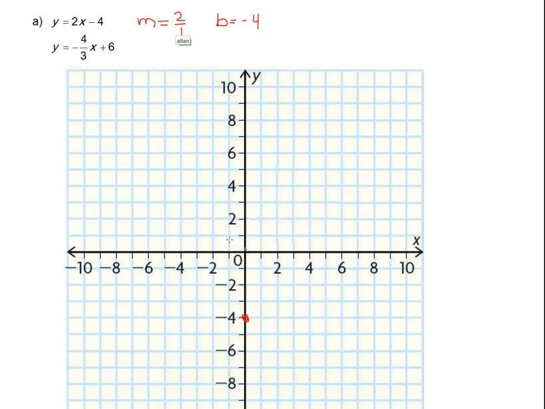And if the rise is 2 over 1, we go up 2 and to the right 1, and there's another point in the graph. Up 2 to the right 1, and there's another point. Up 2 to the right 1, and do it a few times so we can graph this fairly accurately. So this is what that line would look like. Move that over just a little bit. That's pretty close. So that is y equals 2x minus 4.